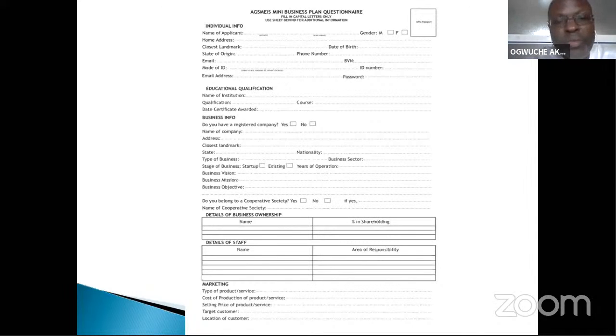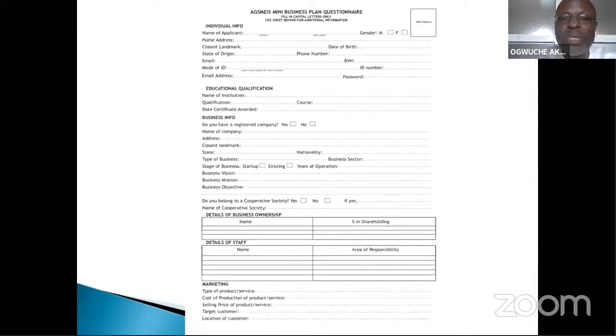Then mode of identification. We have various modes of identification in the country. First, the national ID, the international passport, driver's license, voter's card. All these are modes of identification. So you indicate the mode of identification, and then of course the ID number. For each of these modes of identification, there is an ID number. So all we need is for you to also indicate the ID number.